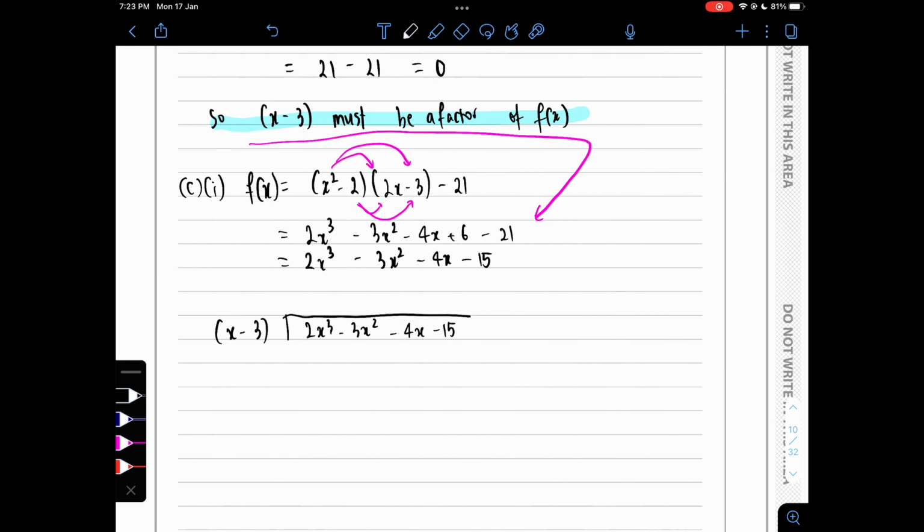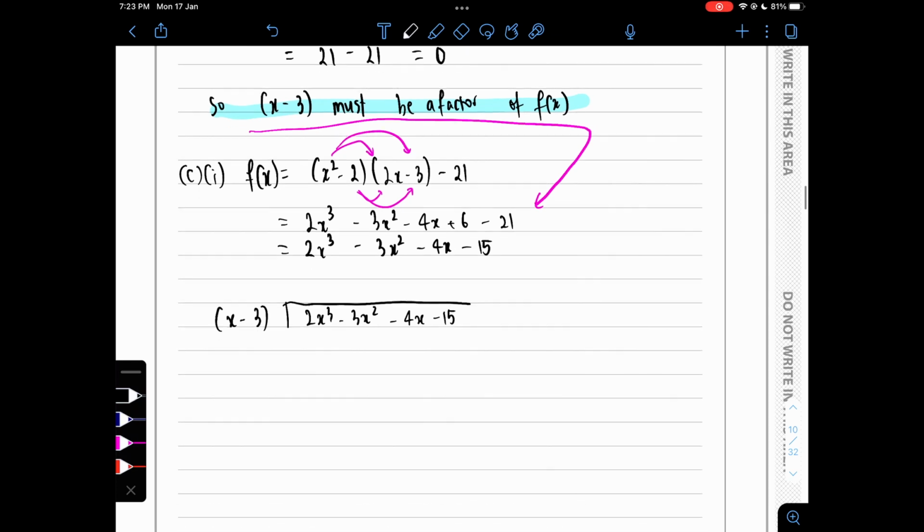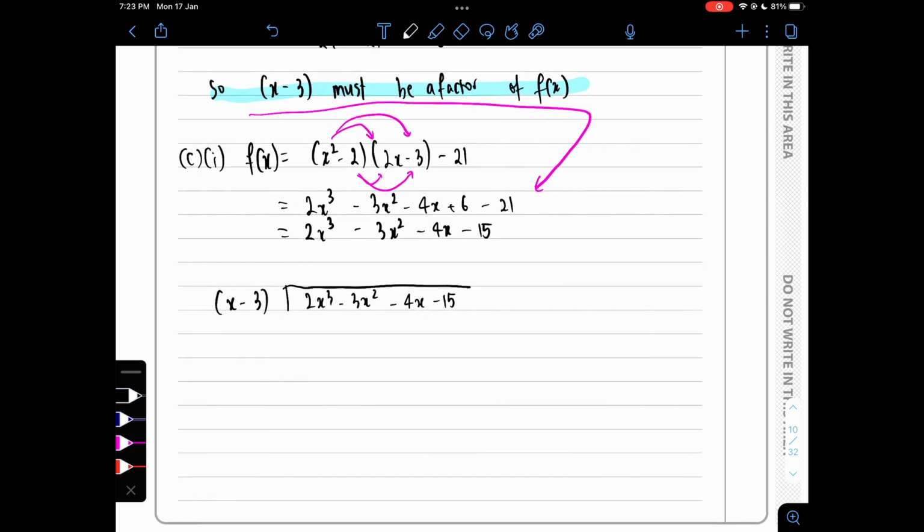All right, so now what? How do we divide? How do you do the long division? We want a term that gives us 2x cubed here, so that would be 2x squared. When you multiply 2x squared by x minus 3, this gives us 2x cubed minus 6x squared. Then we take away, and we're left with minus 3 minus minus 6, which is plus 6.